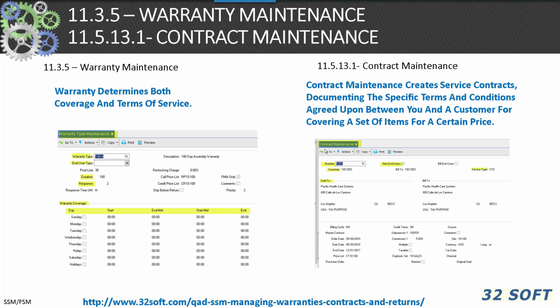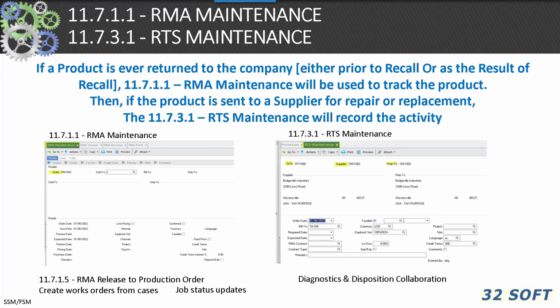Warranty and contract defines how you're going to intend to ensure the customer is satisfied with your product. It involves registration, install base, rates, prices, policies. You can set up contracts with specific terms and conditions that are agreed upon between you and the customer for a certain set of items over a certain set of time for a certain price.